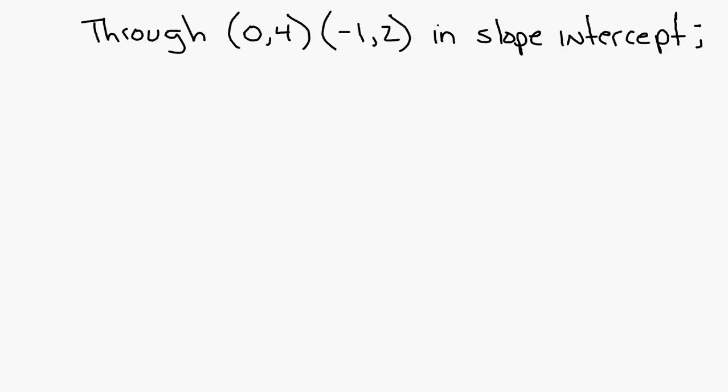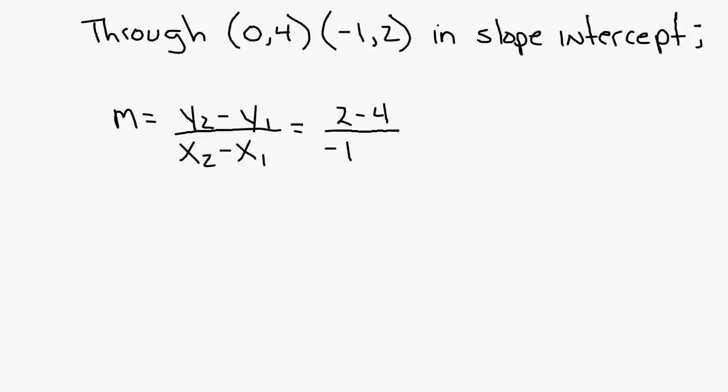What's missing? The slope. So you're going to find the slope. The formula for slope is m equals y sub 2 minus y sub 1 divided by x2 minus x1. So your slope in this case is going to be 2 minus 4 divided by negative 1 minus 0. 2 minus 4 is negative 2, and negative 1 minus 0 would be negative 1, and negative 2 over negative 1 would be positive 2.